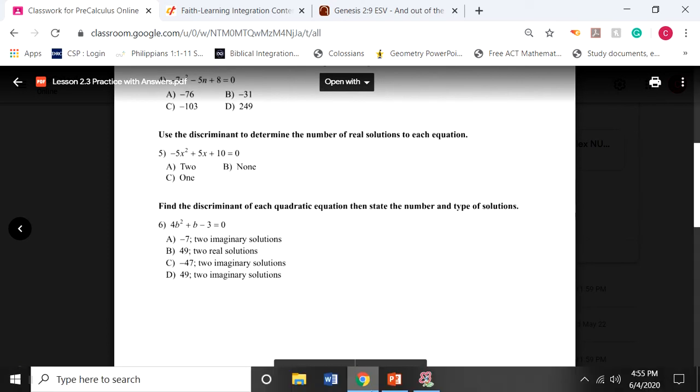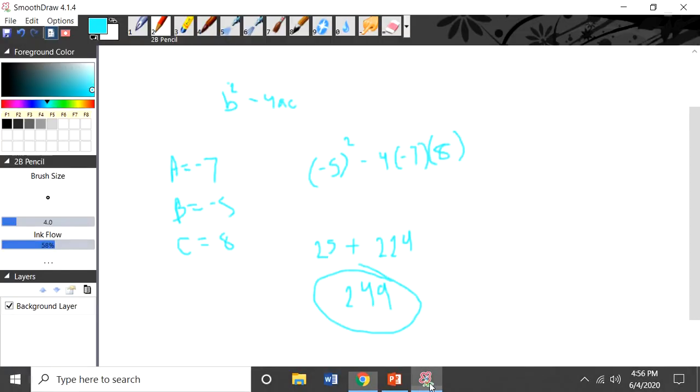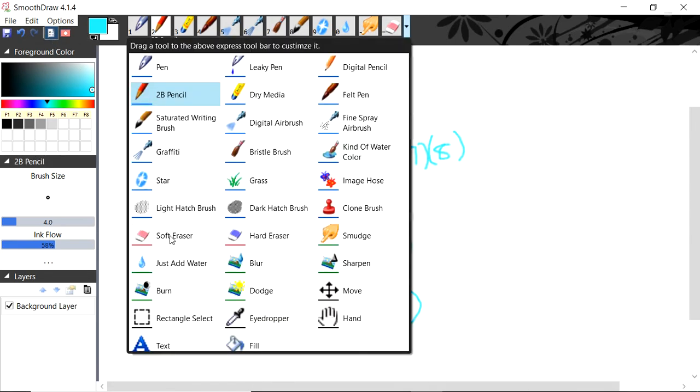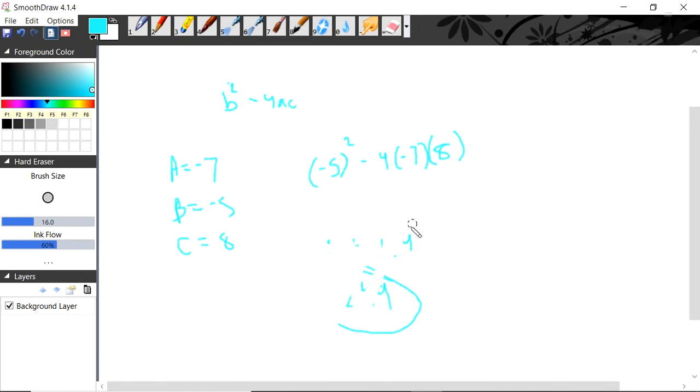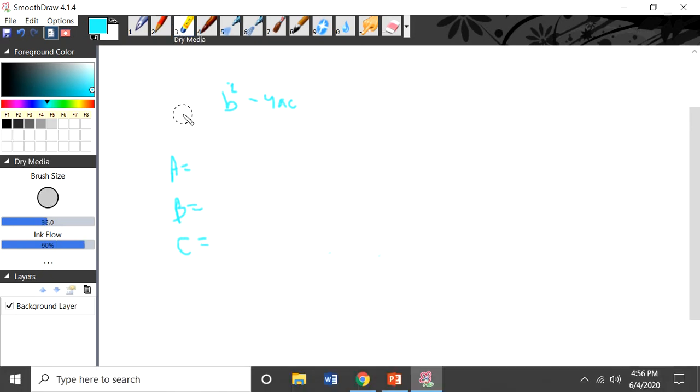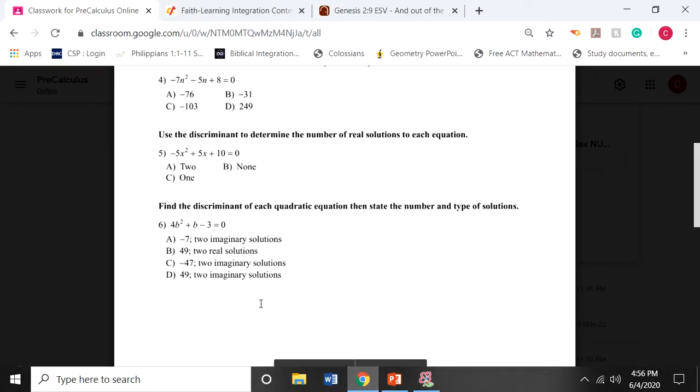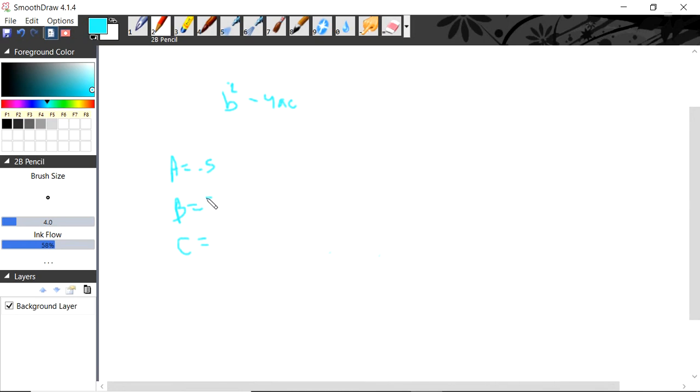Okay, let's now go ahead and do the next one. Let's get our eraser out here. We're going to erase some of this. I feel like this is T. And when you do these, you should decide if it's going to be 1, none, or 2 real, 1 real, or 2 imaginary. So we're going to look here. So we got -5, 5, and 10. And all that reduces by 5.